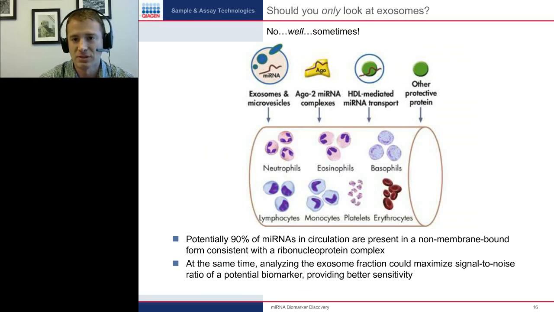Now that I've spent a few slides on exosomes, let's ask this question. Should you only look at exosomes? And the answer is no, well, sometimes. And I say it that way because potentially 90% of microRNAs in circulation are present in a non-membrane bound form consistent with a ribonucleoprotein complex, meaning they're outside of exosomes. At the same time, though, analyzing the exosome fraction could maximize your signal-to-noise ratio of a potential biomarker, providing better sensitivity.